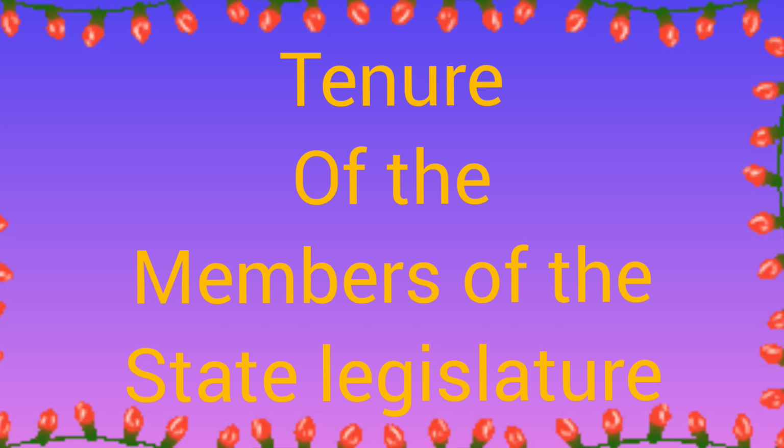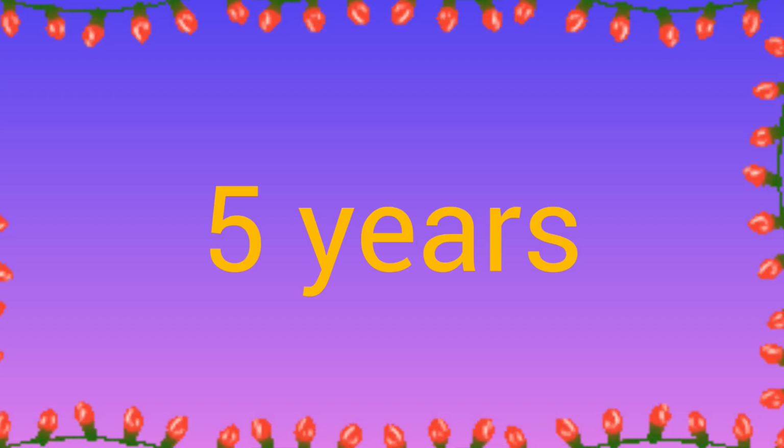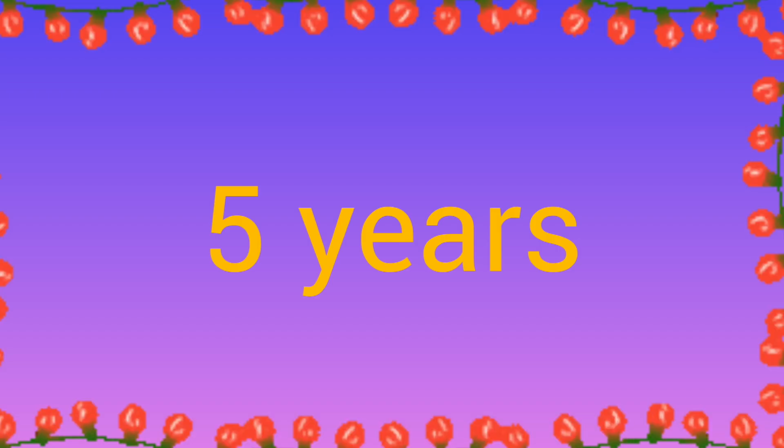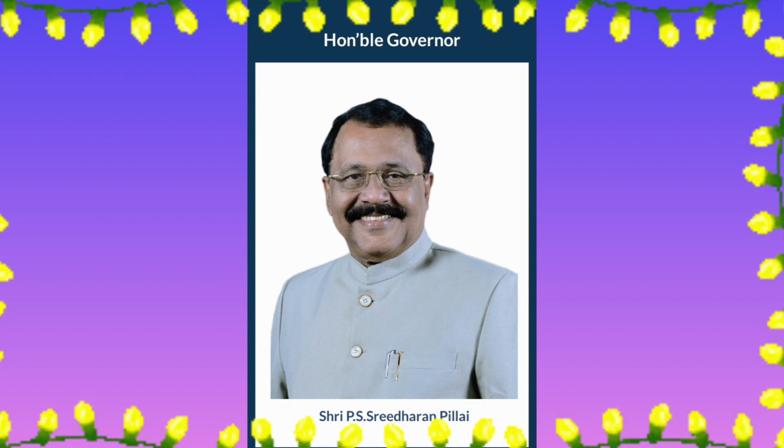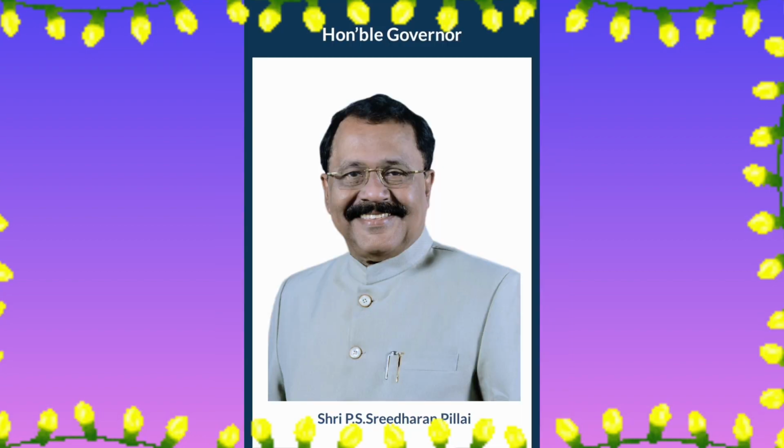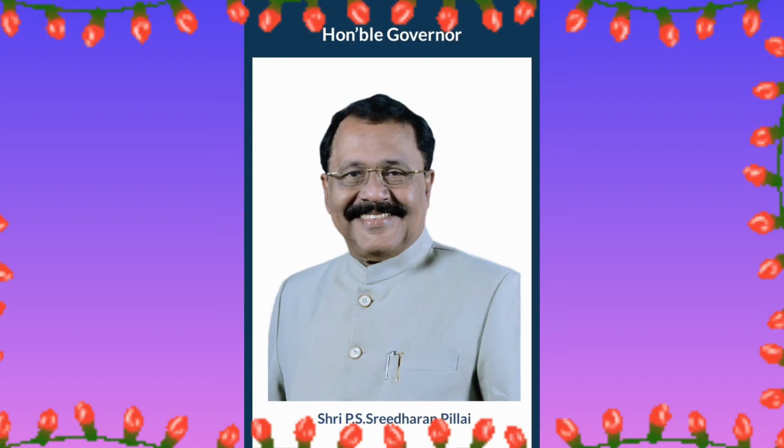Let us now move on to find out the tenure of the members of the Legislative Assembly. The duration of the Legislative Assembly is 5 years, but it can be dissolved in the following situations. If the Chief Minister gives advice to the Governor to dissolve the Assembly, or if the Assembly is dissolved by the President on the report given by the Governor regarding failure of constitutional machinery in the state.